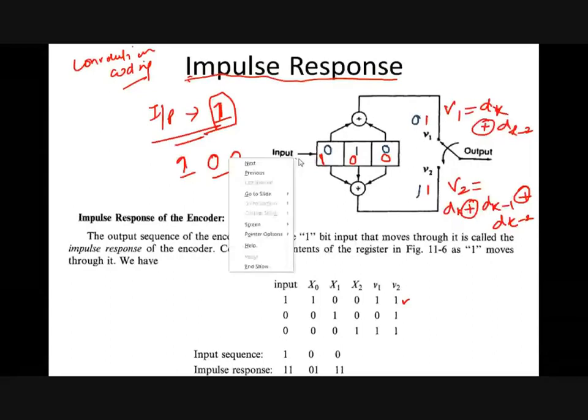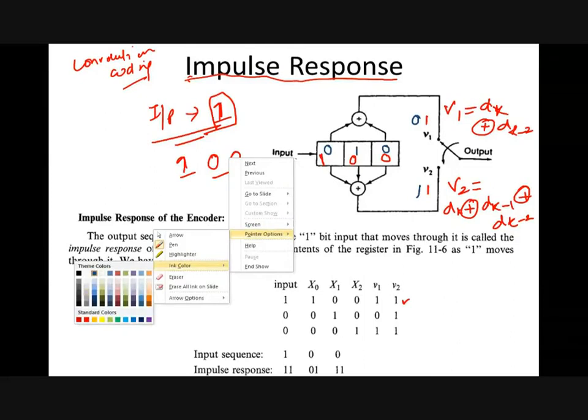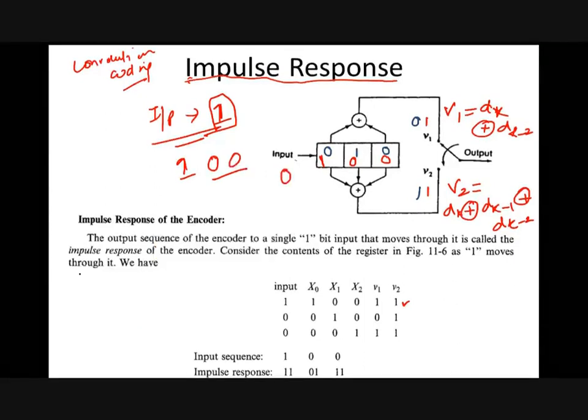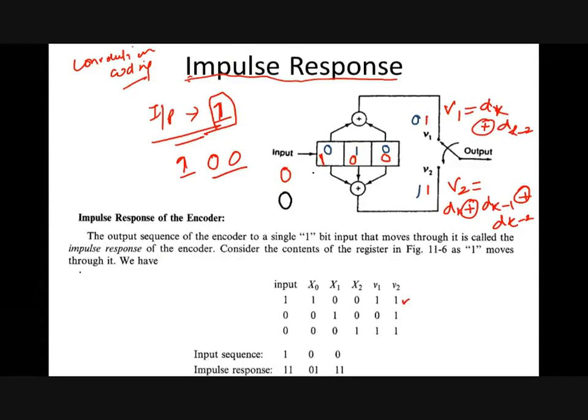Lastly, in the last case another 0 will enter, that means this will be 0, this will be 0, and the shifting will take place here. So 0 0 1 gives a 1 for V1, 0 plus 1, and a 1 for V2, 0 plus 0 plus 1, giving me an output of 1 1. So this is the impulse response of an encoder.